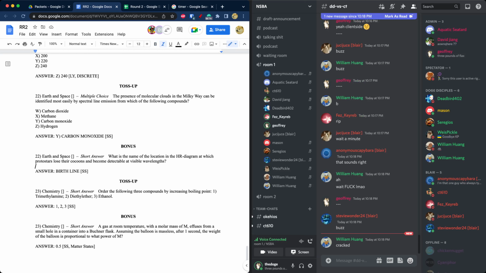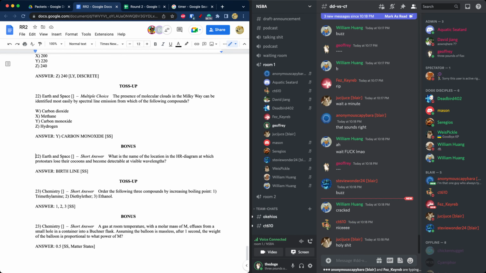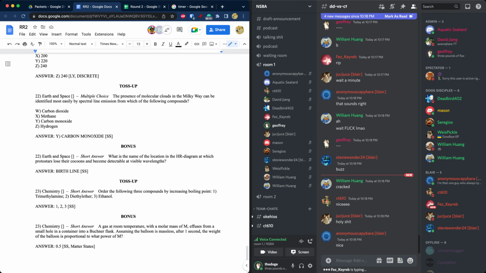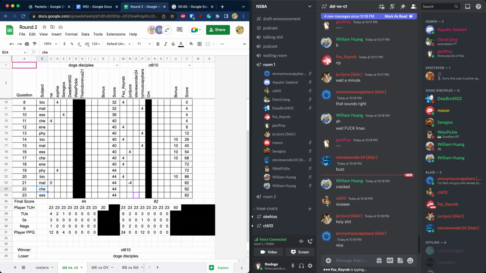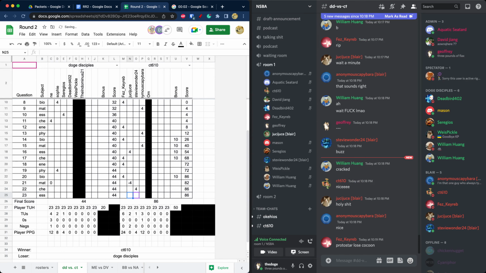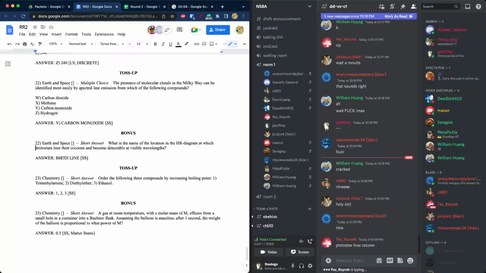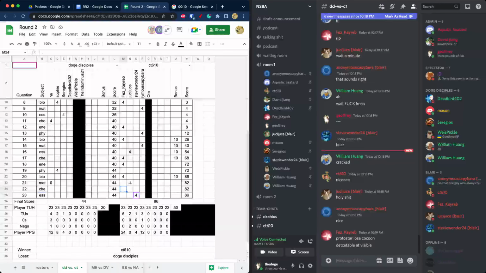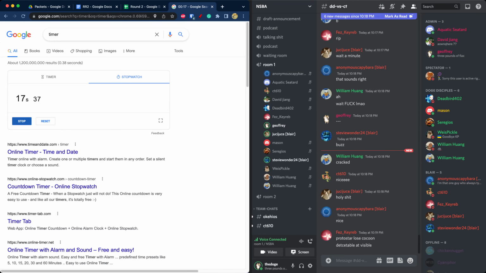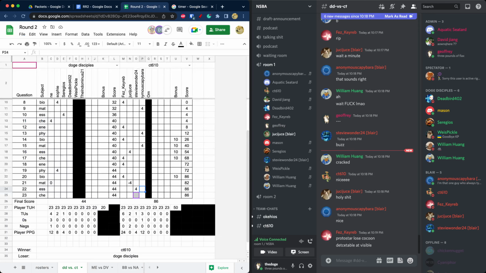Bonus Earth in space answer. What is the name of the location in the HR diagram at which protostars lose their cocoons and become detectable at visible wavelengths? The location? I feel like I should know this. I want to say main sequence, but that's not correct. Location. Birth line? Oh, maybe birth line. Ooh, that sounds fancy. Birth line. 5 seconds. That's correct. Nice.